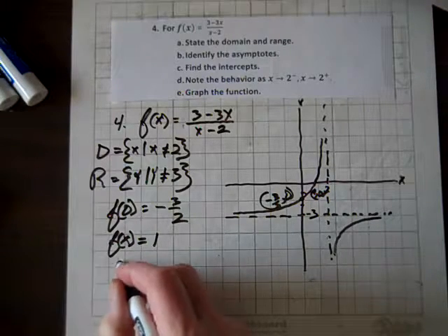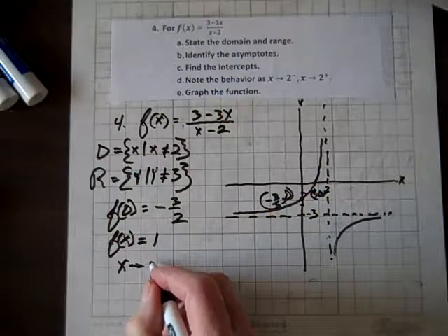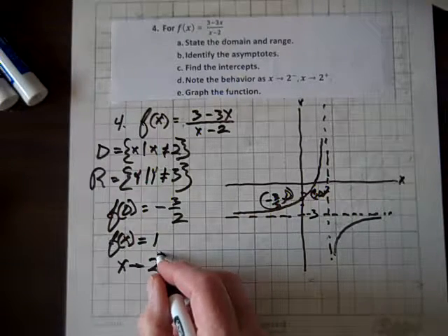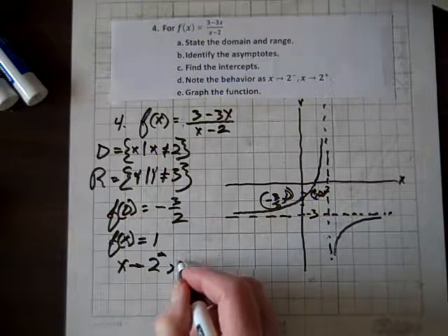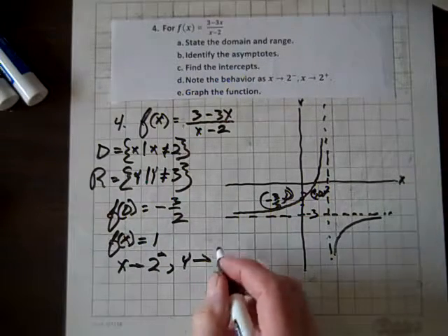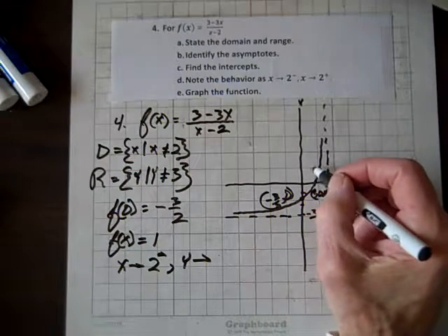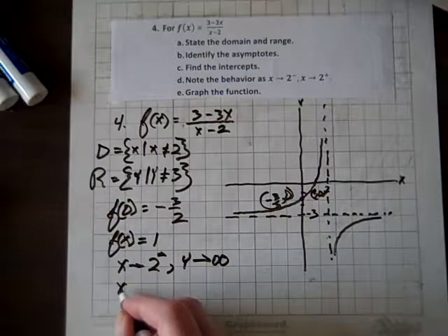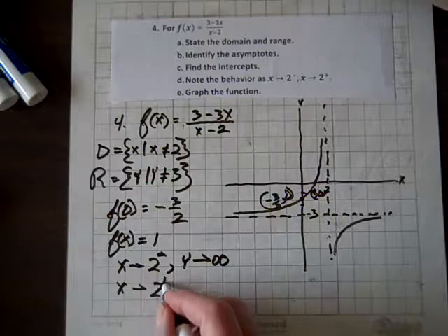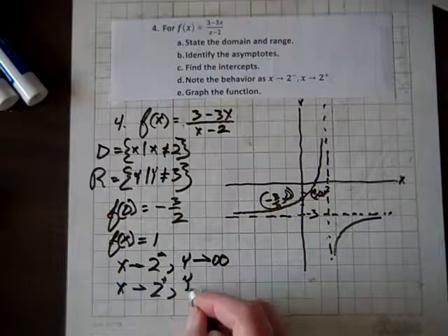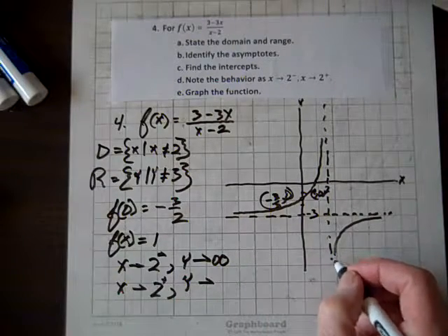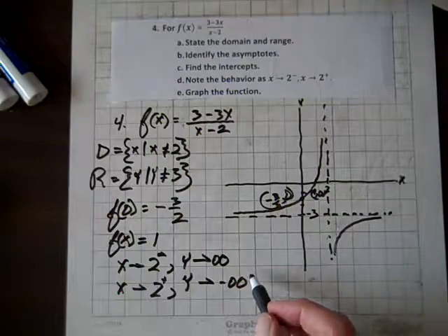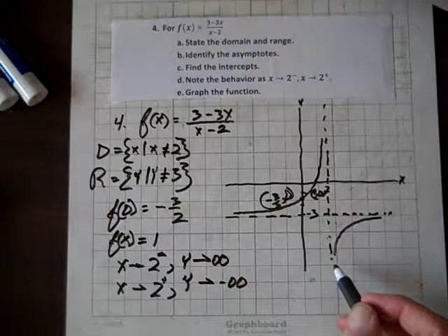So, as x goes to, not -2, I beg your pardon, 2 from below, that's what that symbol means, then y goes to infinity. As x goes to 2 from above, y goes to, and here it is, going to -infinity. And so we've answered all the questions, we've graphed the function, we're done.